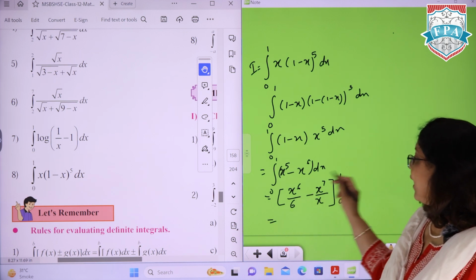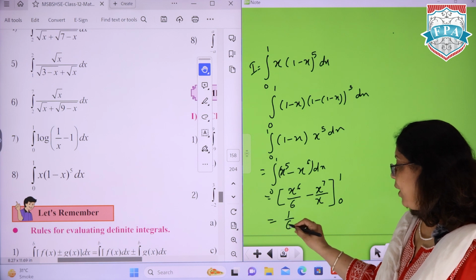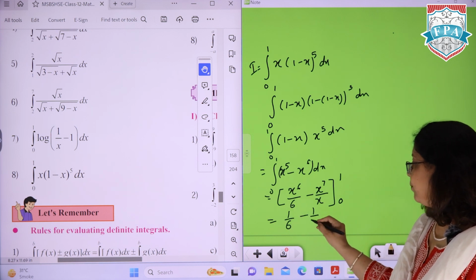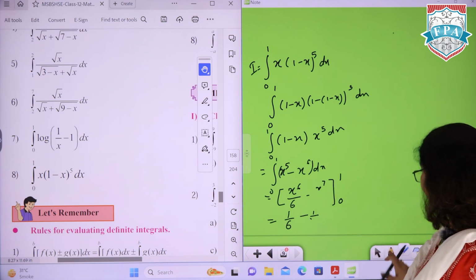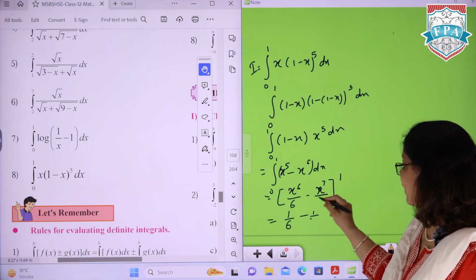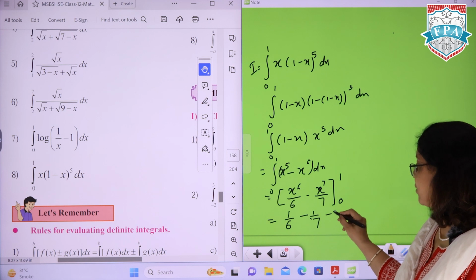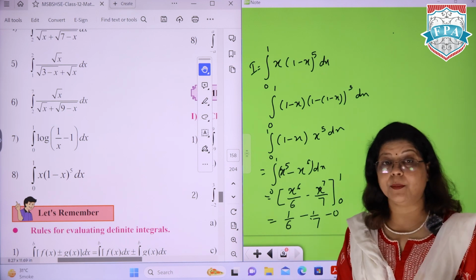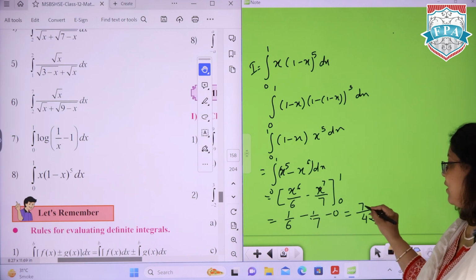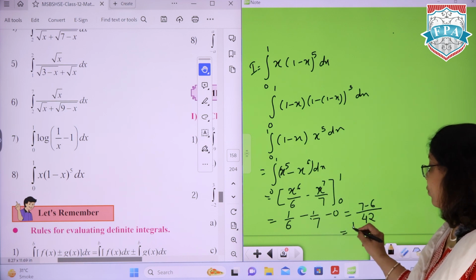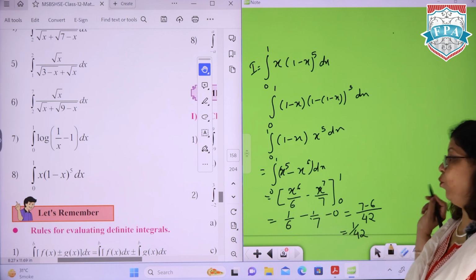Replace it. x will be first replaced with 1 and then with 0. Here it will be 7, x to the power 7 by 7, and then with 0. So with 0 it will automatically become 0. Your answer will become 42. 7 minus 6, take the LCM, which is 1 over 42.